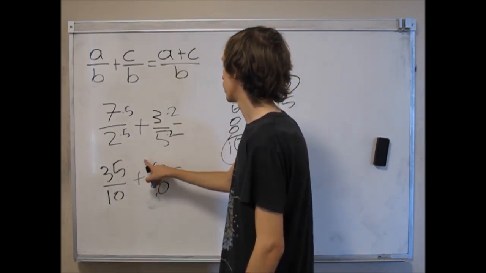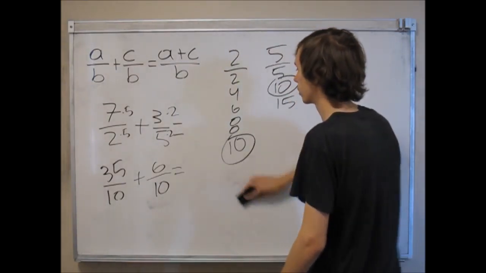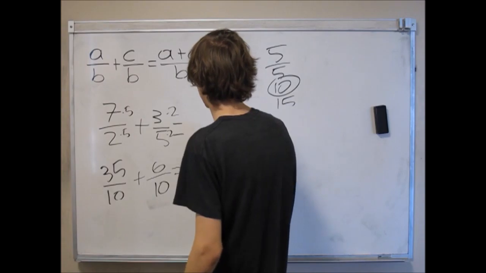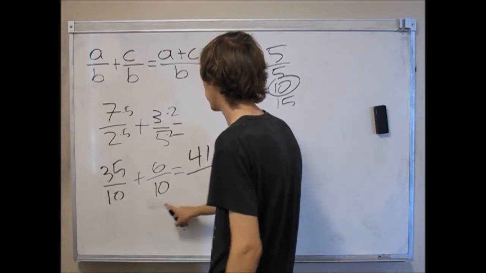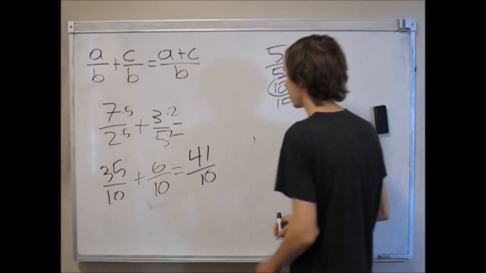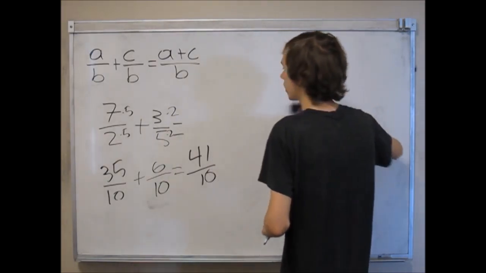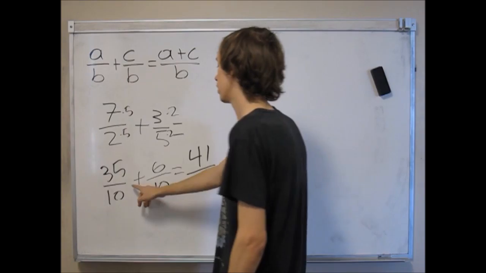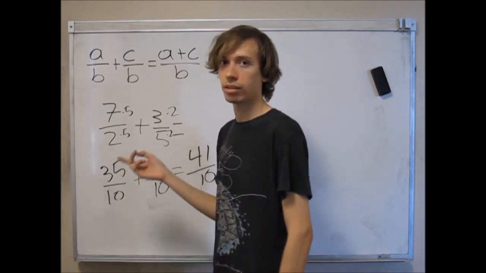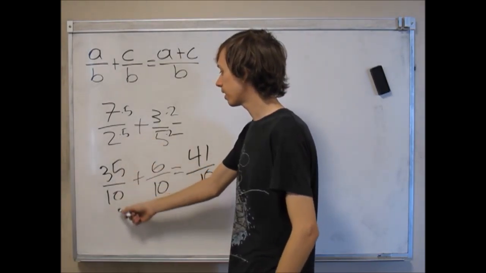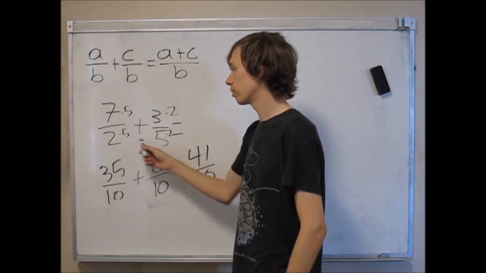So 35 plus 6 is going to give us, let's make some room right here. It's going to give us 41. And then remember, we just leave the 10 like that. And that's our answer, 41 over 10. And so if you had subtraction, just keep in mind that instead of adding the numerators, you just subtracted the numerators. And so you may have noticed that to get this 10, we could have just multiplied the denominators together.